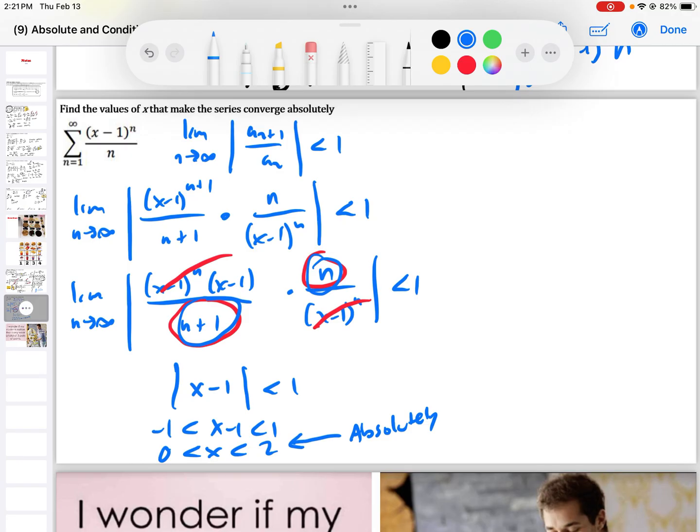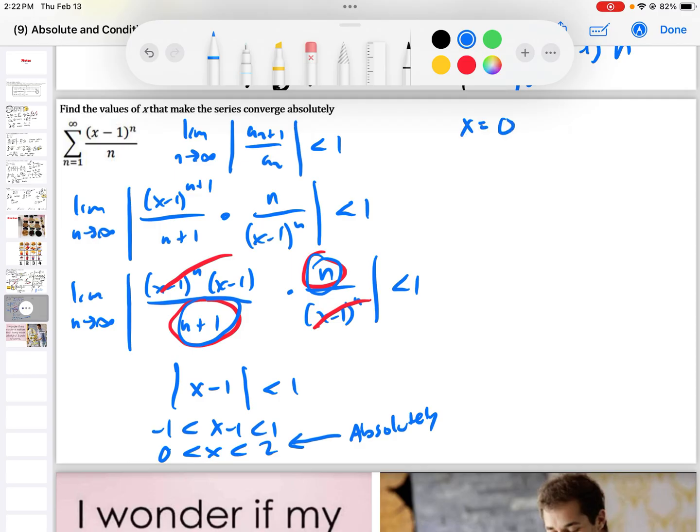So if x is anything bigger than 0 and anything less than 2, if I plug that x into the original series, the series that we create would converge absolutely. Okay, at the endpoints, at x equals 0, at x equals 2, it could converge conditionally or it could diverge. Any values of x less than 0, any values of x greater than 2, it'll diverge.